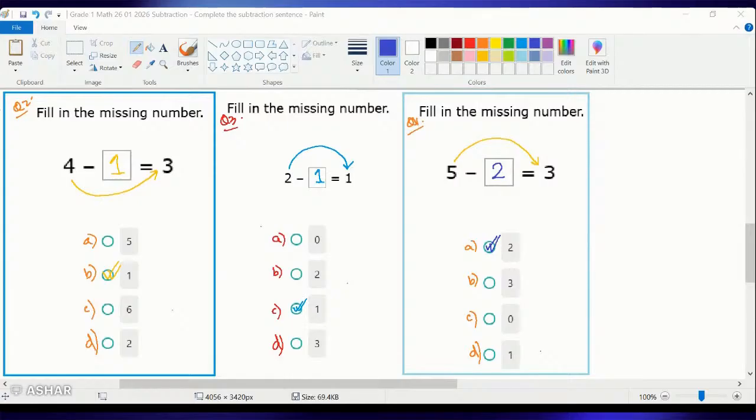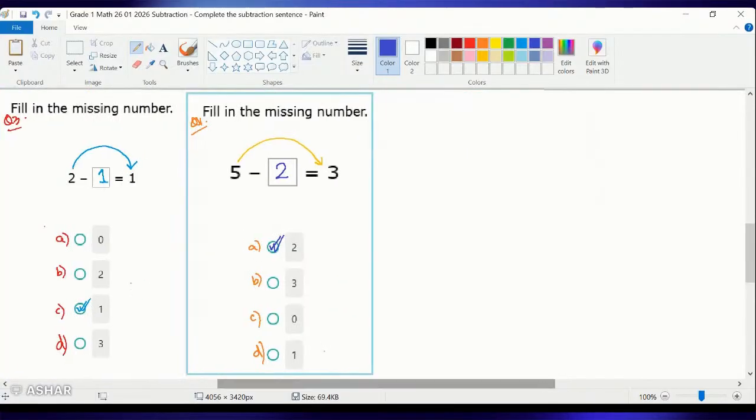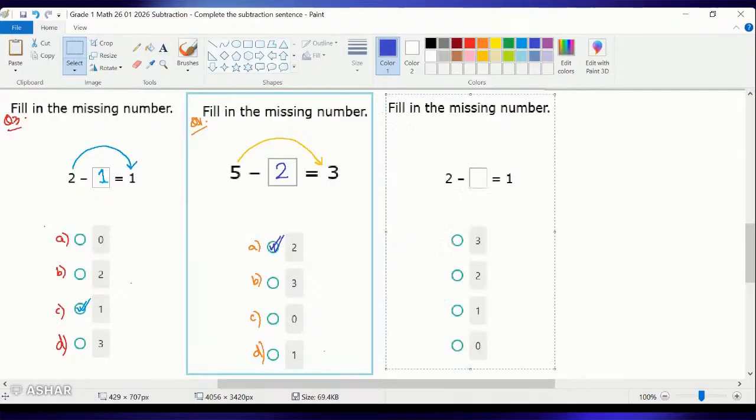Okay, the next question says, very simple. 2 minus something should be equal to 1. For the next question it says, what should we subtract from 2 to make it 1? This was question number 5, and the options are A, B, C, and D.